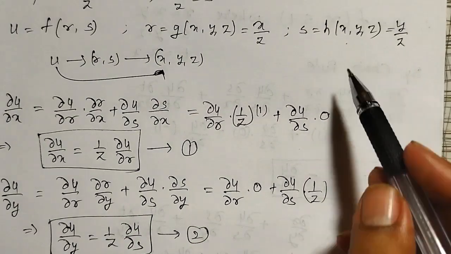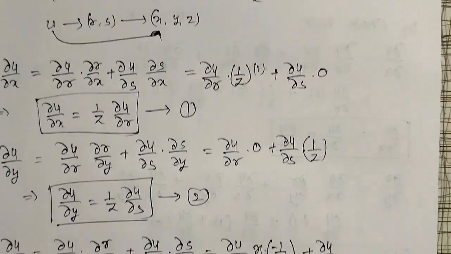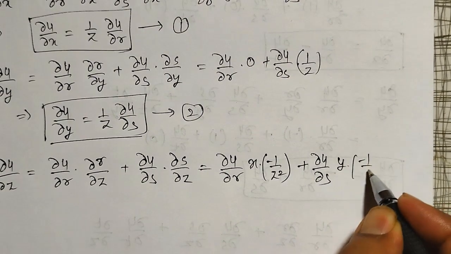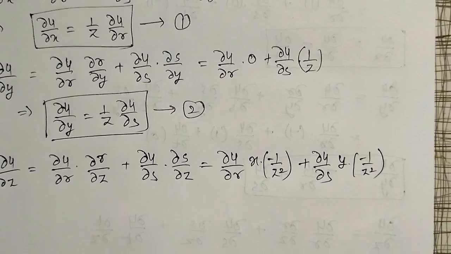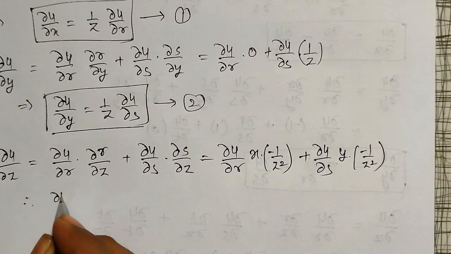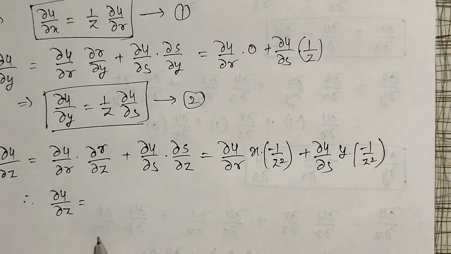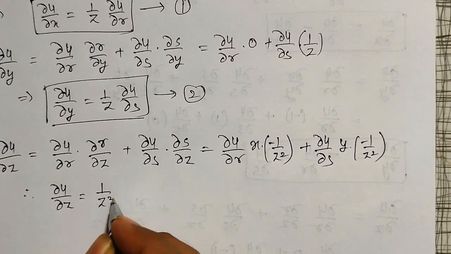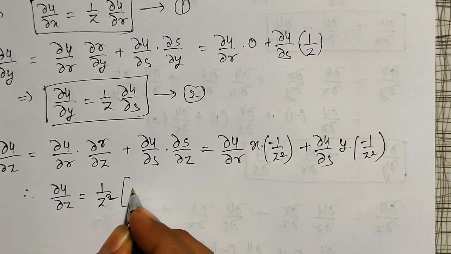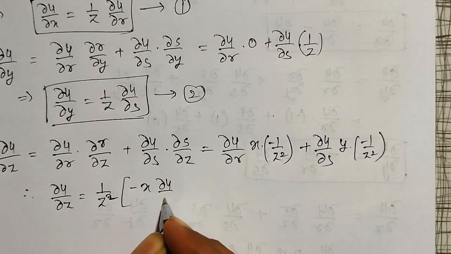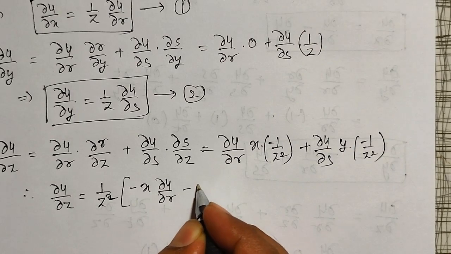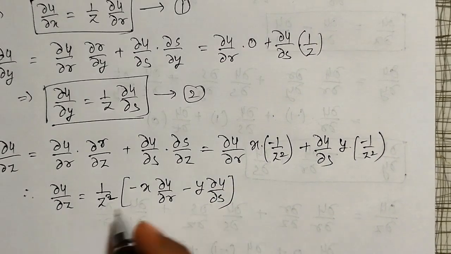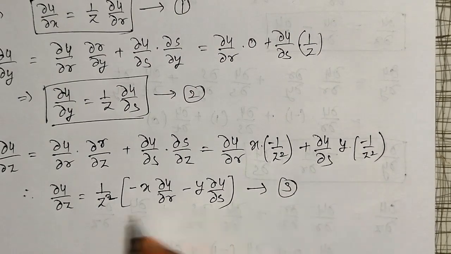∂s/∂z. S is again a function of y/z. Therefore, I can write here y constant and minus 1/z². Therefore, ∂u/∂z in the simplified form, I can write it as 1/z² times minus x ∂u/∂r minus y into ∂u/∂s. Let me call this as equation number 3.